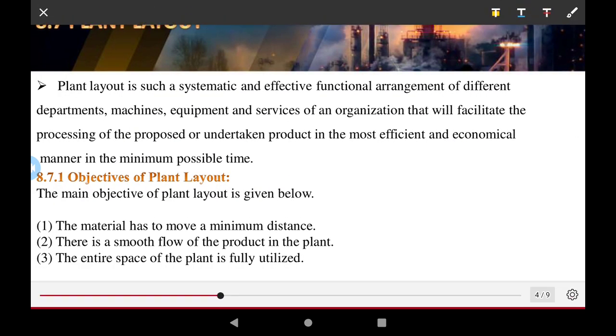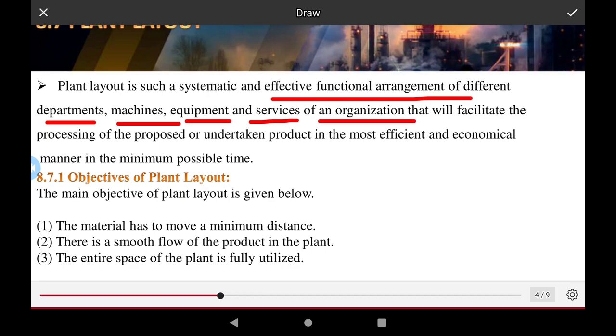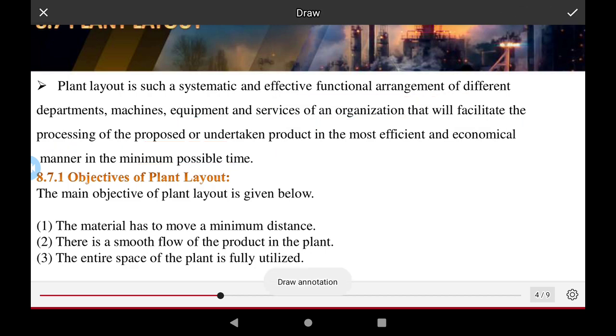Plant layout. What is the plant layout? Plant layout is the systematic and effective functional arrangement of the different departments, machines, equipment, and services of an organization, which facilitates the processing of the undertaken product in the most efficient and economical manner in the minimum possible time.